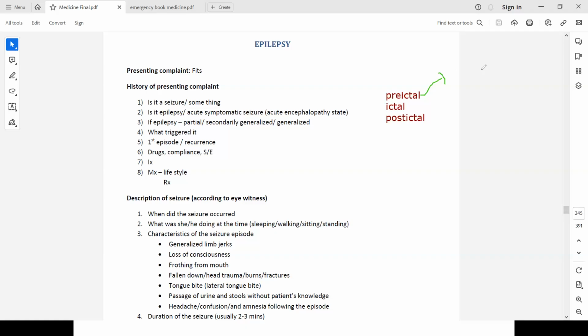Was there any flashing bright lights? Was he at some sort of concert? Was he at home? Was he at work? Those are all important. Was he in a vehicle? Was it hot? Something like that.